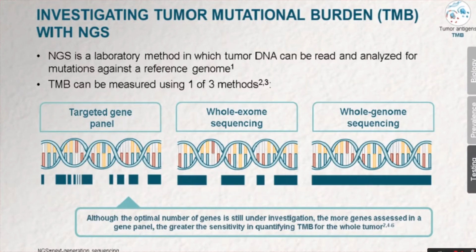How do we measure tumor mutational burden? Currently there are three methods that can be used. Typically, it's really dependent on next-generation sequencing, and next-generation sequencing is really the only way one can effectively look at the broad range of mutations present in a sample. As a matter of principle, the larger the number of genes in a panel, probably the more accurate the estimate of tumor mutational burden will be.